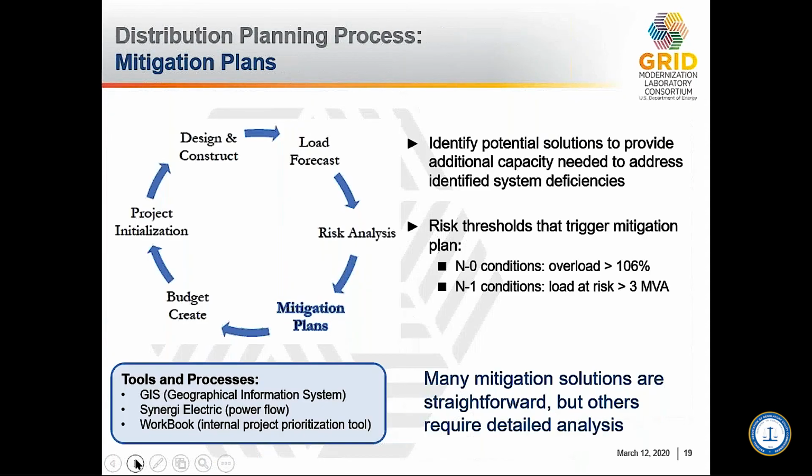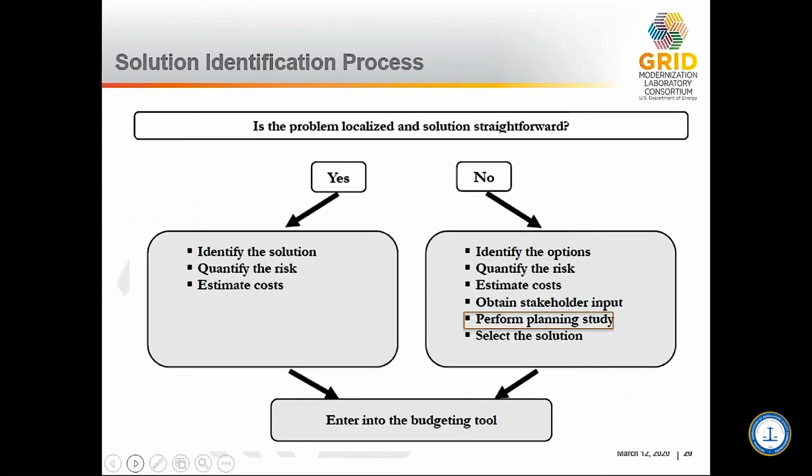And so mitigation plans now would be developed to meet those risks. And those plans would be looking at the N-0 and the N-1 thresholds. On the next slide, I'm on slide 20 now. It shows that there's a process for doing this, and the process includes straightforward and localized solutions, and anything that requires a more extensive measure would lead to a planning study to develop the solutions.